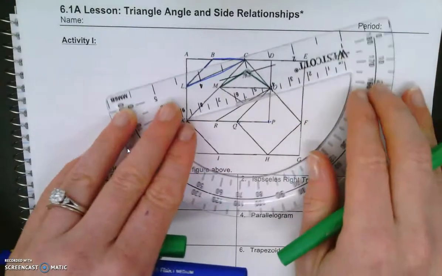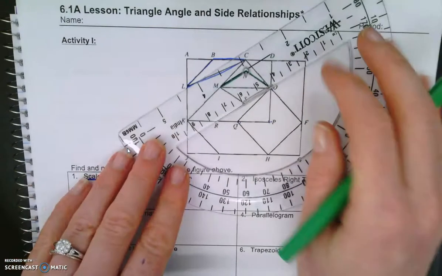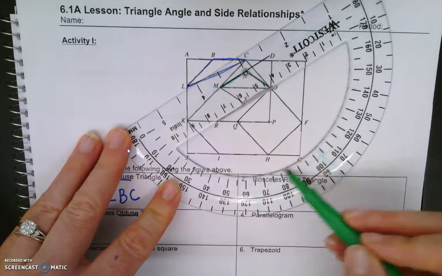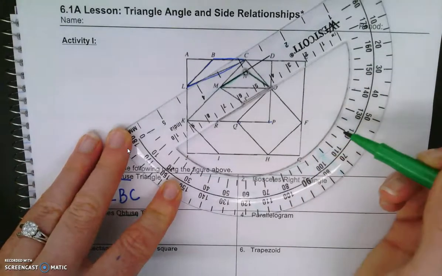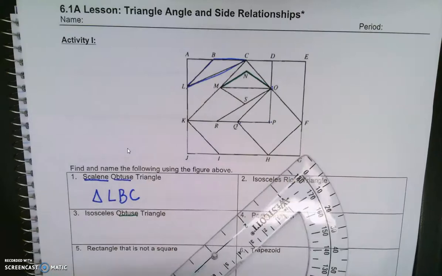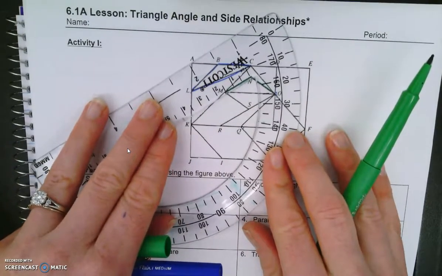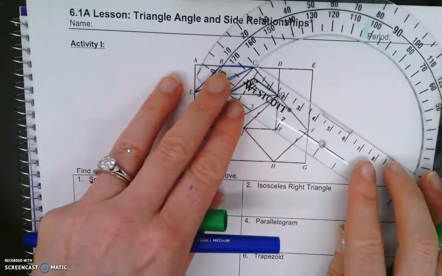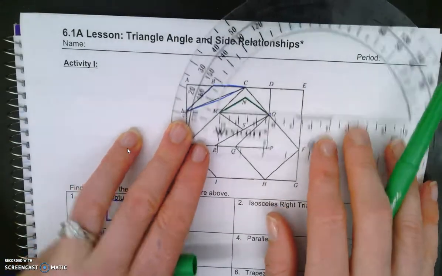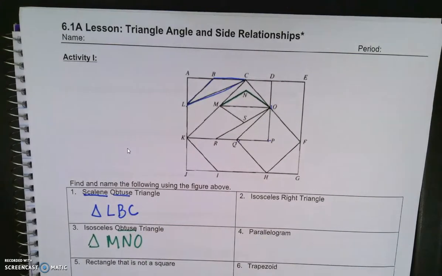The first thing I'm going to do is measure the largest angle here, lining this up on the zero and measuring this way. I want to use my inside numbers, and that number is going to be about 120 degrees, so definitely more than 90. And I want to make sure that MN and NO are the same length and MO is a different length. MN looks like 1.5, and NO looks like 1.5 again. And MO is definitely bigger than 1.5. So it's not equilateral. I found that triangle MNO is isosceles and obtuse.